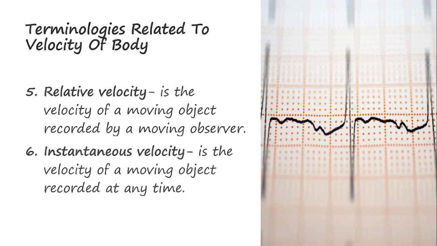The other terminology is instantaneous velocity. This is the velocity of the moving object recorded at any time. So instantaneous velocity is the velocity of a moving object recorded at any given time.